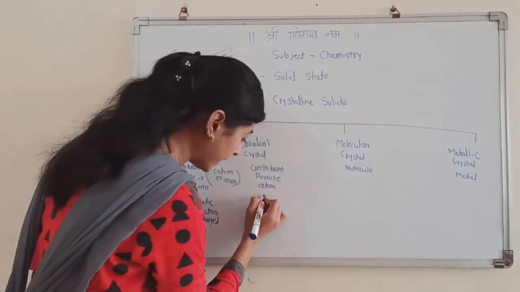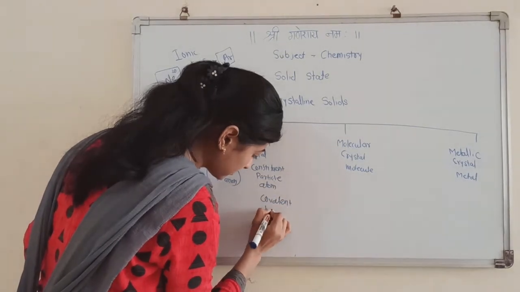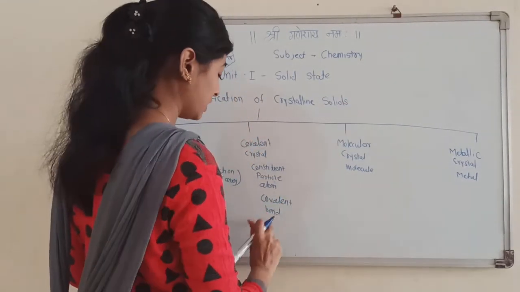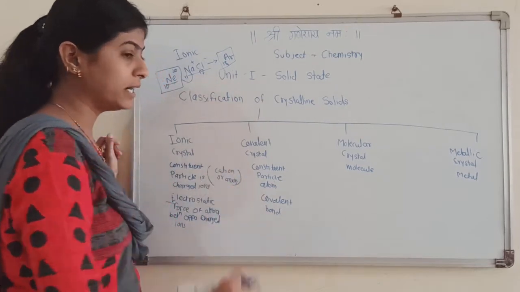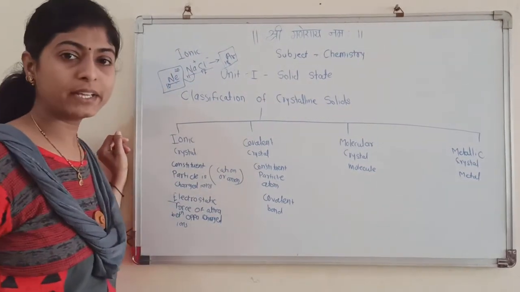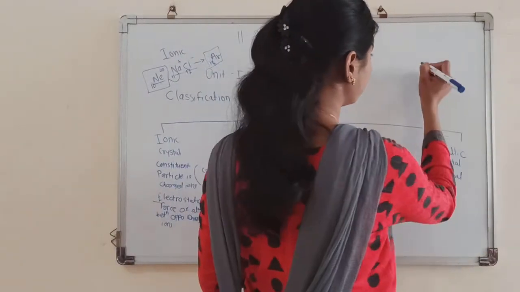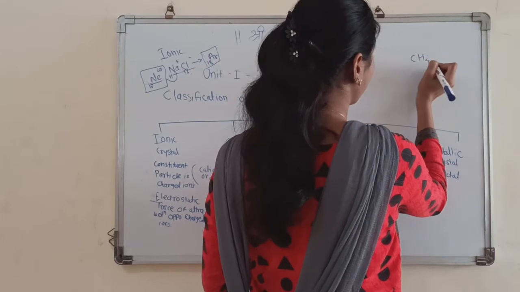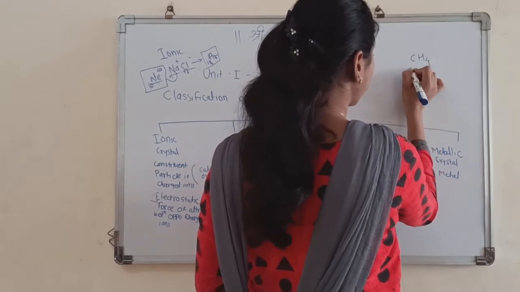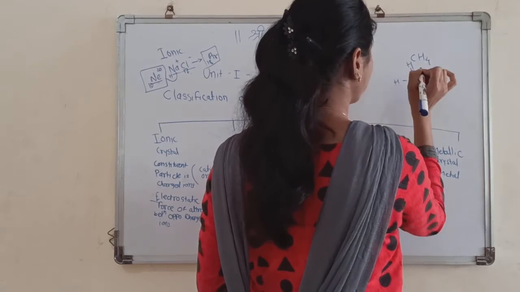Here, covalent bond is present in covalent crystals. Covalent bond is formed by the sharing of electrons. For example, CH4. It means it has a total of 4 covalent bonds.